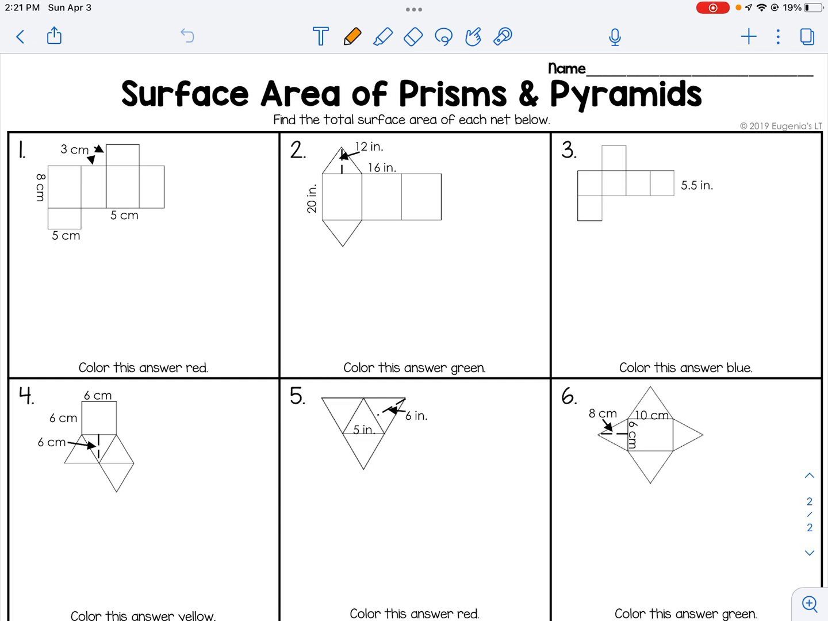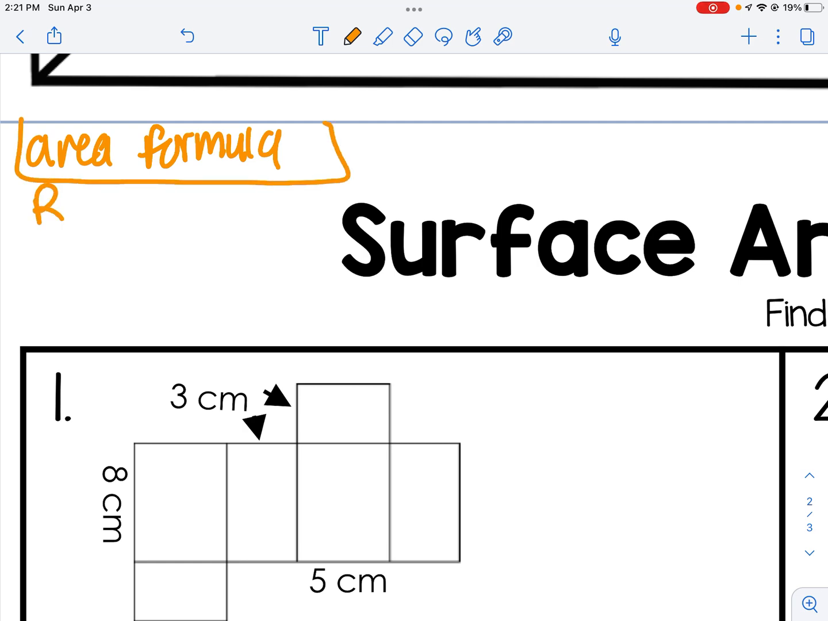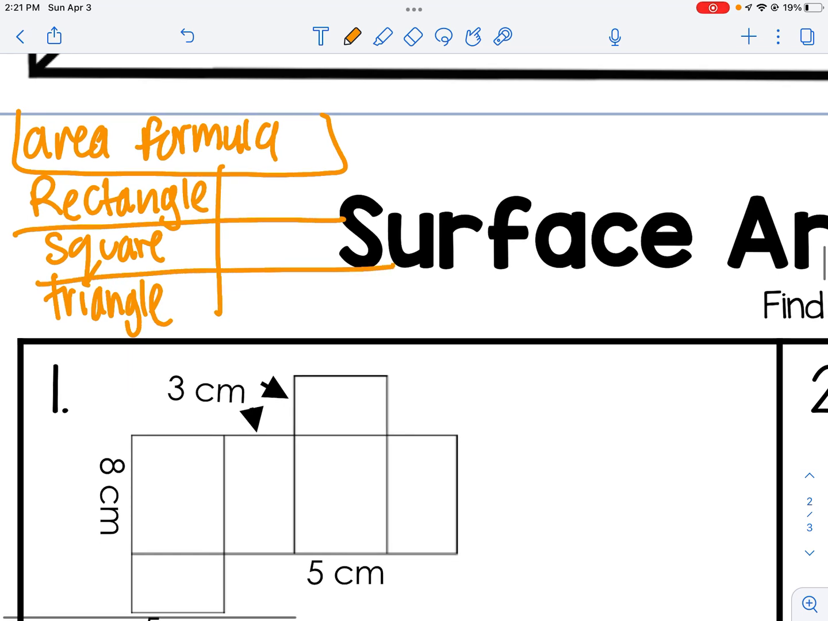Okay, you're going to need to know the area formulas for all the shapes that we're doing in order to do this. So you're going to need to know the area formula for a rectangle, for a square, and for a triangle, which I know a rectangle is length times width, a square is base times height, and then a triangle is base times height divided by 2. So I'm going to be using these area formulas, which we learned last week, to help me find the surface area of this whole shape.